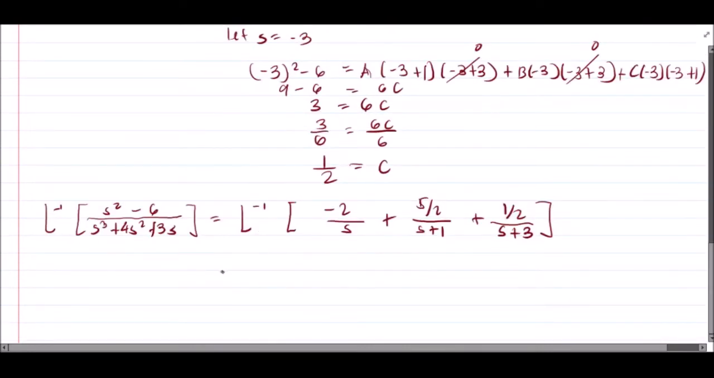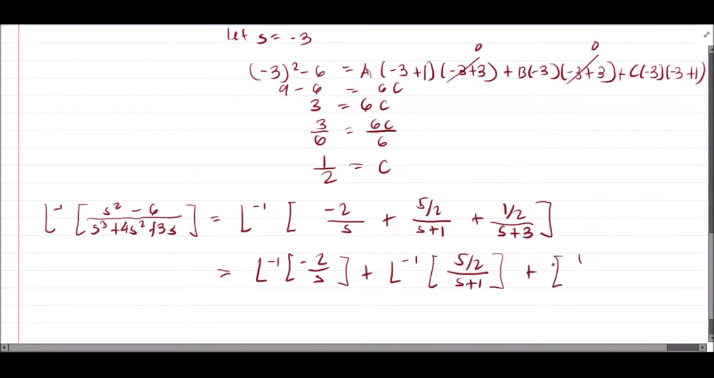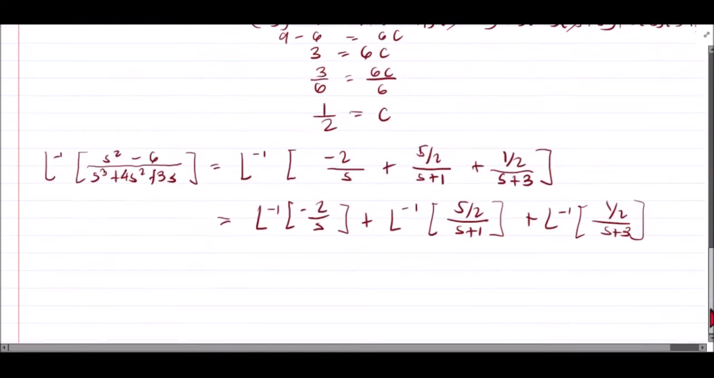Okay. So using one of the properties of inverse Laplace transform, we could evaluate this one individually. So we'll have the inverse Laplace of negative 2 over s, plus the inverse Laplace of 5 over 2 over s plus 1, plus the inverse Laplace of 1/2 over s plus 3.